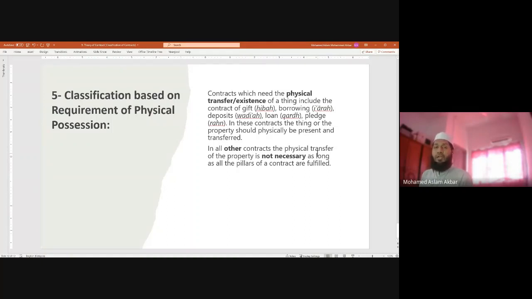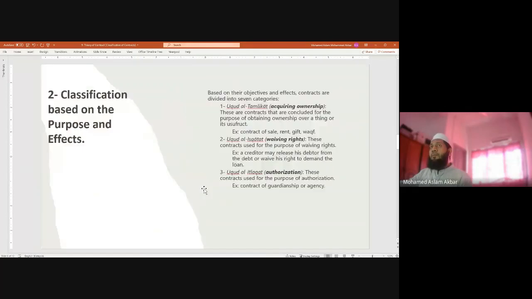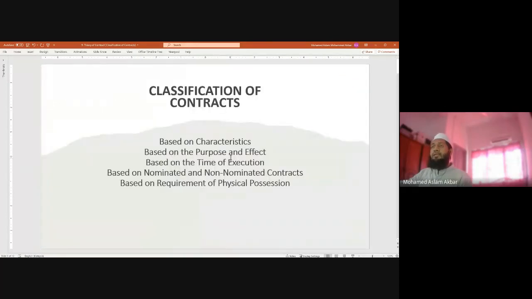like safeguarding contract, or musharaka, murabaha contract, right? Or kafala, or maybe hawala contract. These are contracts only on paper, and the physical possession is not required, right? Okay, hope you understood. This is what we have: 5 classifications, 5 categorizations based on characteristics, based on purpose and effect, based on time of execution, based on nomination, based on physical possession. All right.